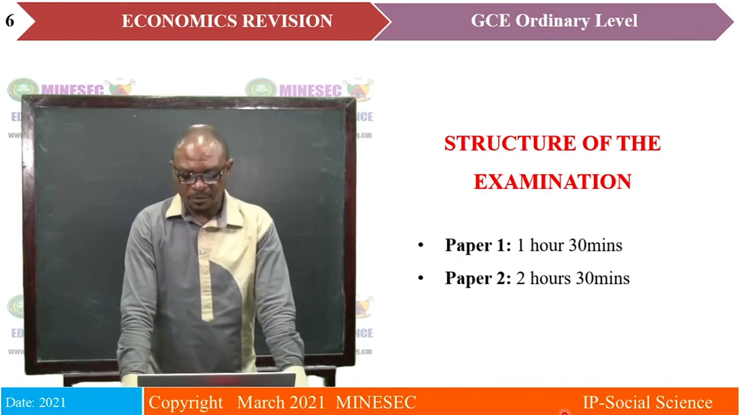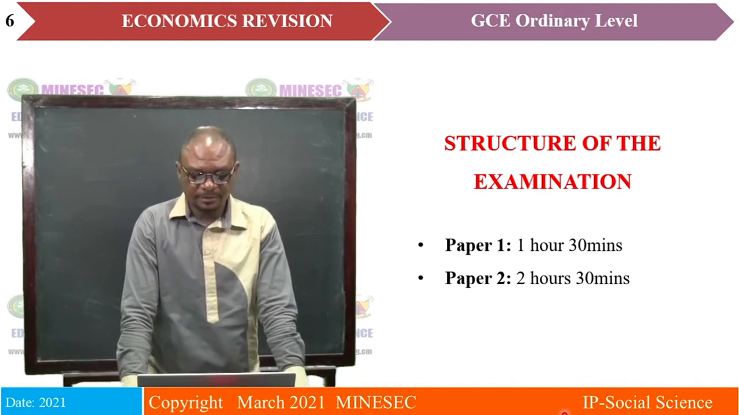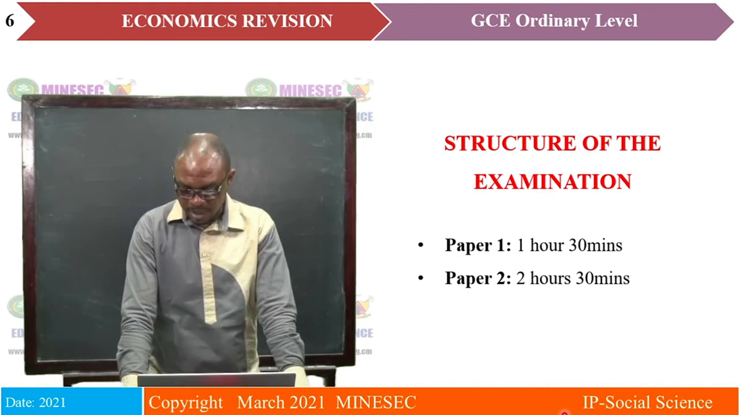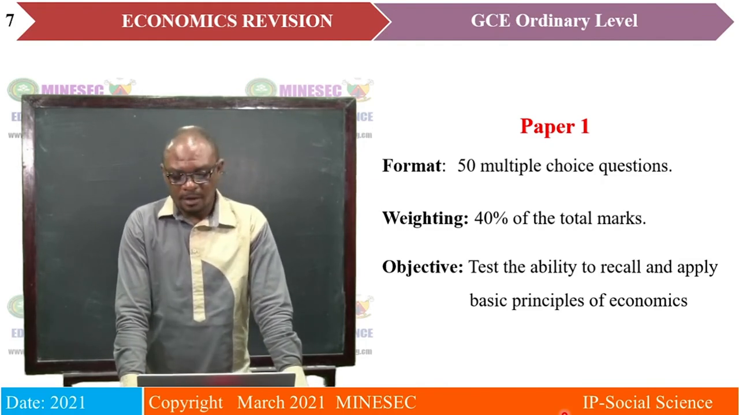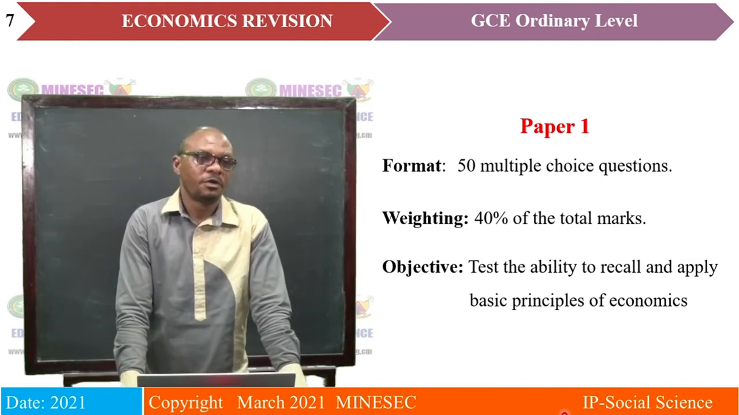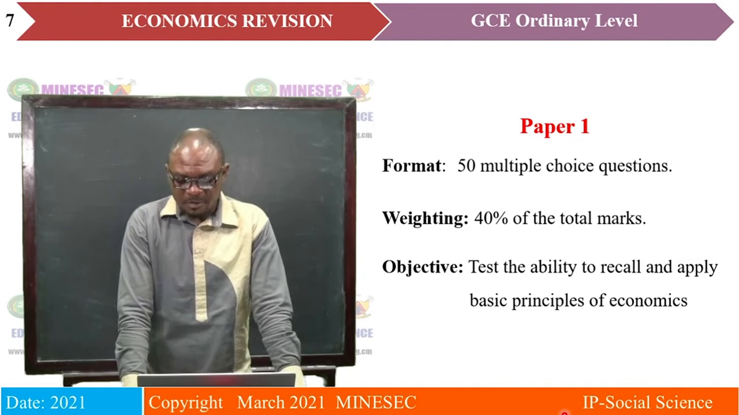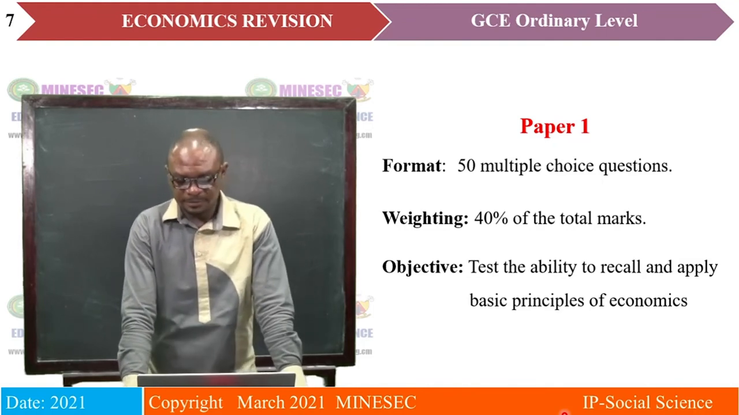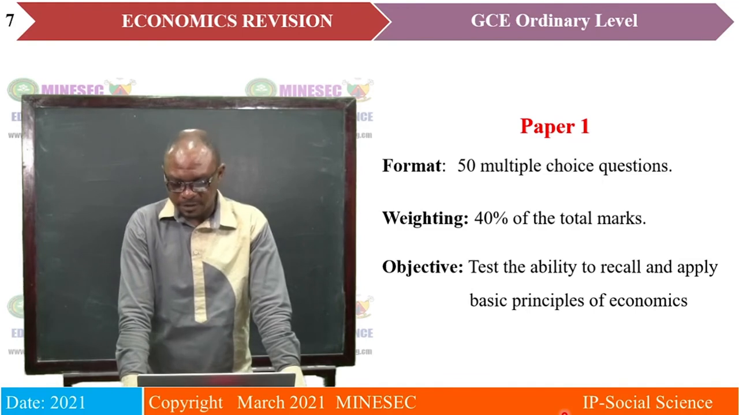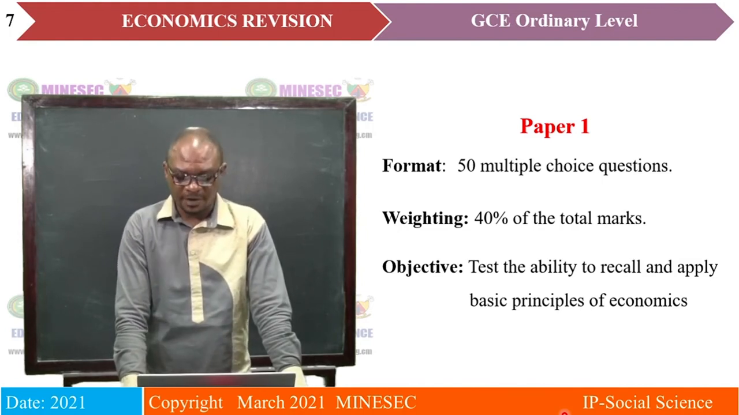This paper, or ordinary level economics, has two papers. We have paper one, which has a duration of 1 hour 30 minutes, and paper two, a duration of 2 hours 30 minutes. Paper one has 50 multiple choice questions drawn from all the topics of the subject syllabus. This paper has 40% of the total marks for ordinary level economics. Actually, the objective of paper one is to test the ability of students or learners, candidates, to recall and apply basic principles of economics.